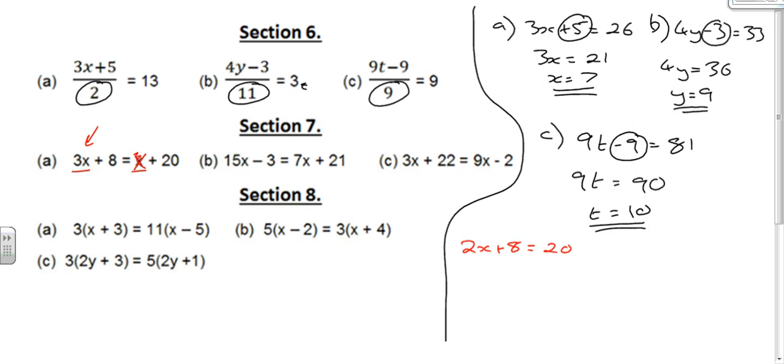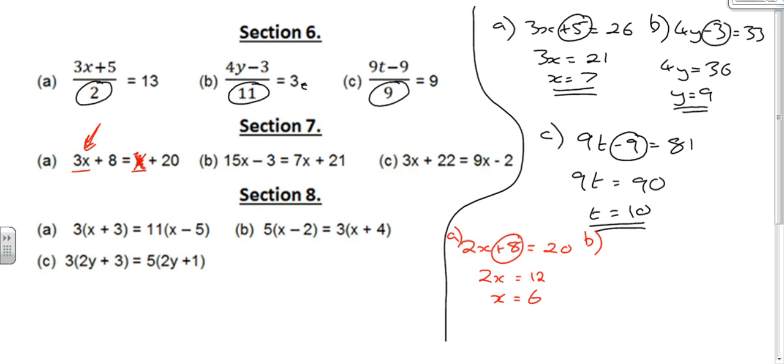So what we've done is we've got rid of one of these x's, and I've got rid of one of these x's. So if I've got 3 x's and I get rid of one of them, I've got 2 x's left. And then it looks like the exact same question as we've done before. So now we get rid of the plus 8 by taking it away. So we've got 2x equals 12, 1x equals 6. And that is question A.